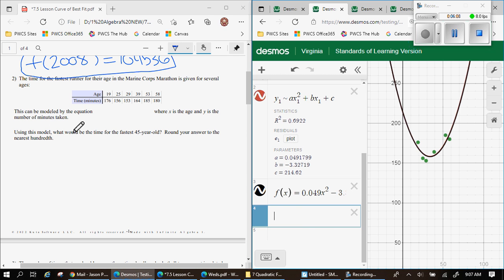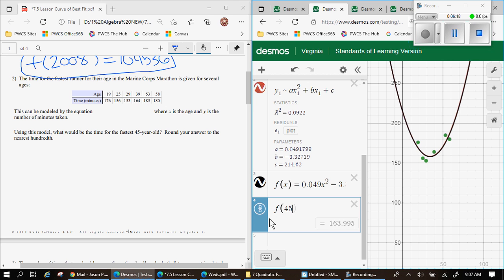It says, what would the time be for a 45-year-old? So we're just estimating, but we can use this quadratic function to estimate. We just do f of 45 since they're x values, and we can get an answer. I'm just going to round that to 164. So 164 minutes.